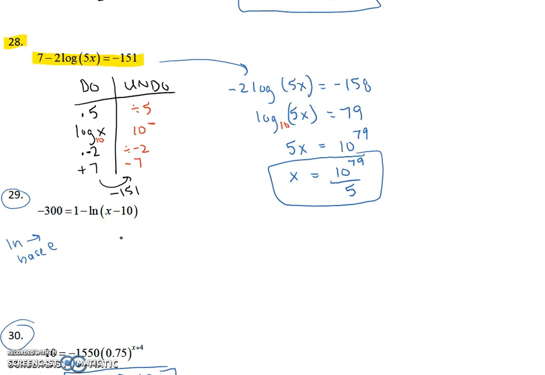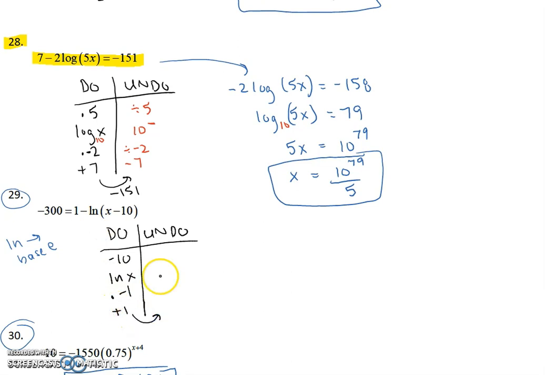So 29, I want you to try that one. Notice it is a natural log. That just means your base is e. So I'm going to have you try that one, hit the pause. I'm going to go through this one, but I want you to go ahead and attempt it first. So before I get too far there, hit pause, and then you watch the rest of the steps here.